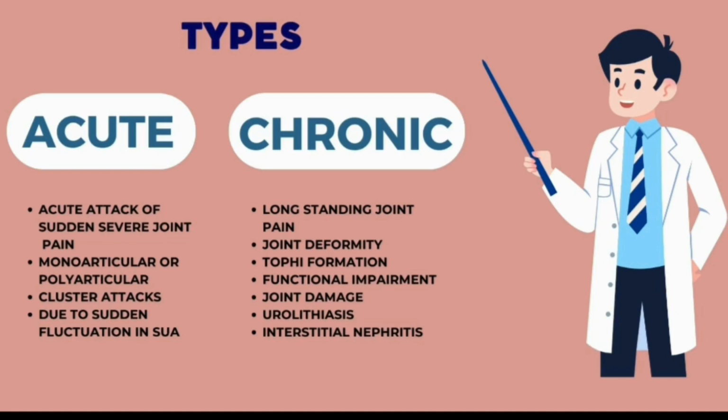Now, moving towards chronic gout. It is characterized by long-standing joint pain, joint deformity, tophi formation, functional impairment of the joint damage, along with systemic manifestations like urolithiasis and interstitial nephritis.